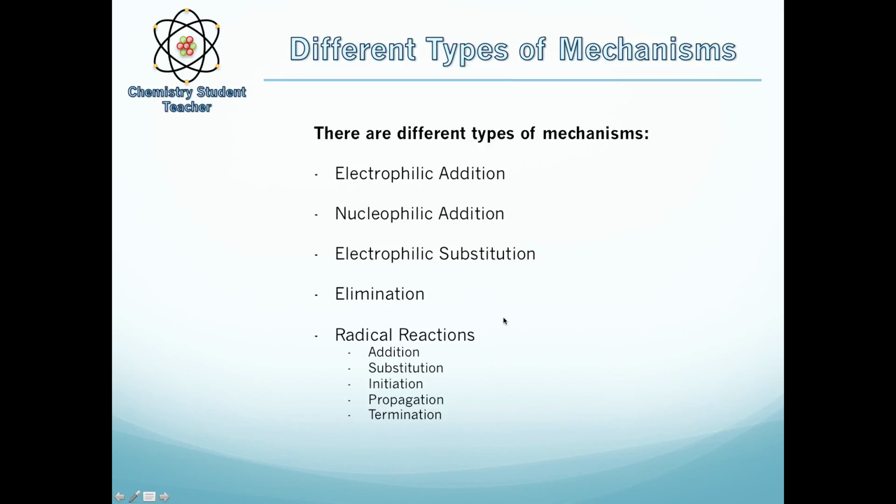So there are different types of reaction mechanisms in organic chemistry: electrophilic addition, nucleophilic addition, electrophilic substitution, elimination, and some radical reactions, addition and substitution being one. Now, initiation, propagation, and termination are ones that you'll need to know at A level, or equivalent. Electrophilic addition is also one you'll need to know, and electrophilic substitution is also one you'll need to know, but I think that comes more into A2 when you are doing reactions with benzene.